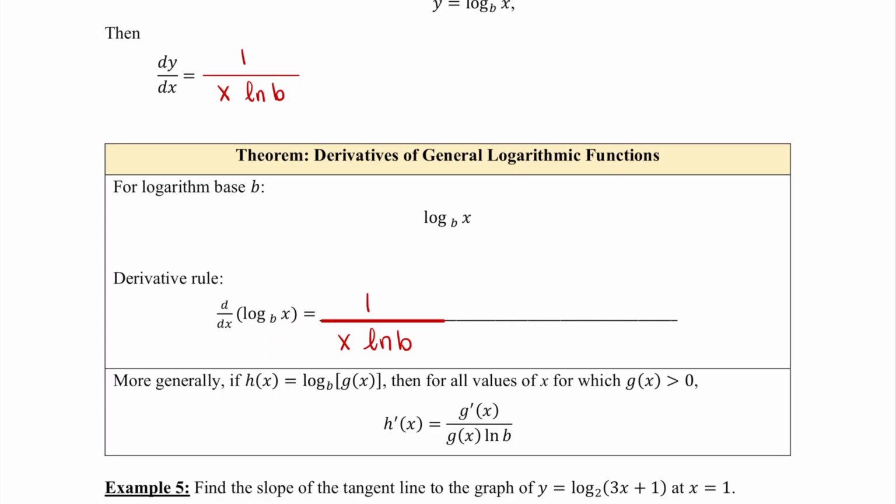In general, if we have h of x equals log base b of g of x, then the derivative is g prime of x over g of x times natural log of b. So just like before, we take the derivative of the inside and divide by the original function, and don't forget the natural log of b in the denominator.